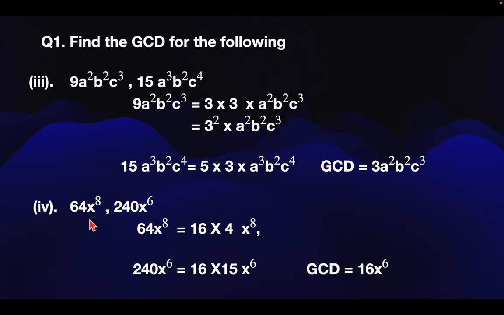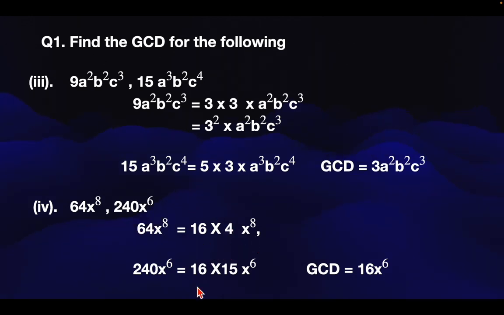Next sum, 64 x raised to 8, 240 x raised to 6. Let's factorize this. I have done this in a very simple way. I have written 64 as 16 into 4 and 240 as 16 into 15. Or you could write it in terms of powers of 2 also, and you will get the answer. When you factorize, you can write 64 as a power of 2. Even that is okay.